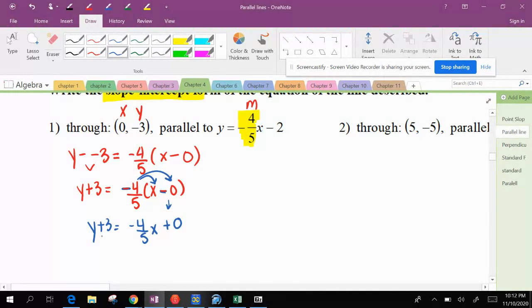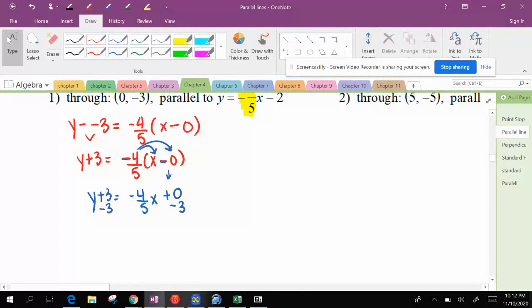I'm going to combine like terms, so I'm going to move this 3 over to the 0. That's why I put it there, to remind myself there's technically a place over here for this 3 to go. Don't forget about that. So I'm left with y equals -4/5 x, and then 0 minus 3 is -3.